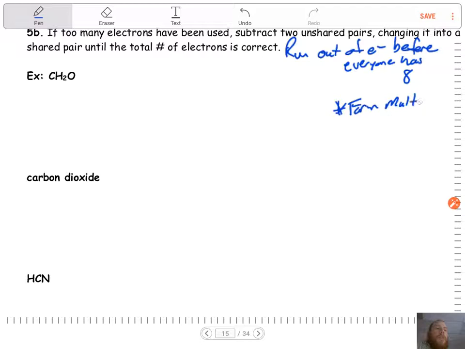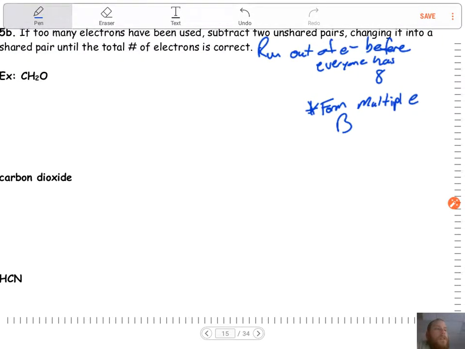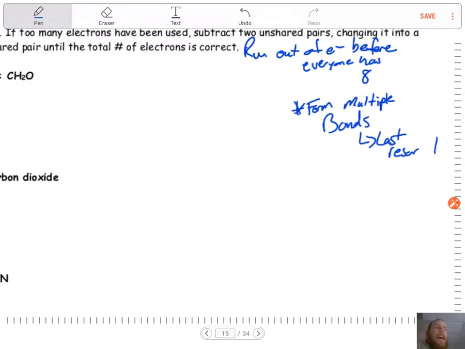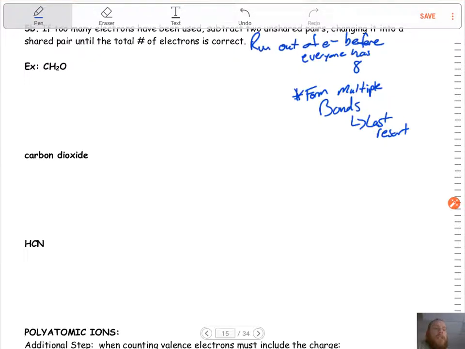This is your double and triple bonds. You form multiple bonds, and again, this is a last resort, after you've run out of all those electrons that you accounted for in the beginning. Same process to figure it out: we've got 4 electrons from carbon, plus 2 times 1 for hydrogen, plus 6 for oxygen. That gives us a grand total of 12 electrons to use in our structure.